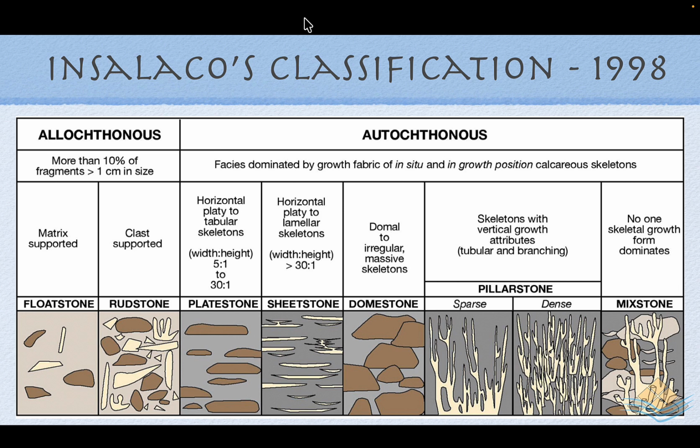We can have horizontal platy to lamellar skeletons, sheet stones, with a width to height ratio of greater than 30:1. We can have dome stones where we have domal to irregular massive skeletons. We can have pillar stones where we have skeletons with vertical growth attributes, tubular and branch. And then we can have mixed stones where no skeletal form dominates.